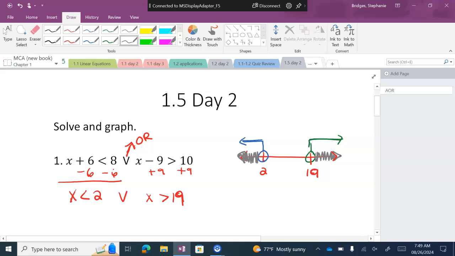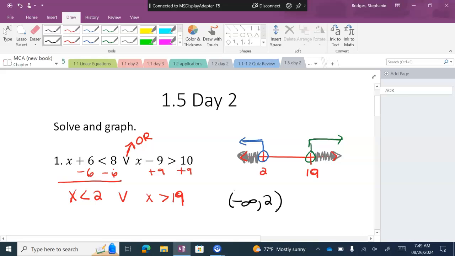Everybody ready to talk about writing the intervals now? We always start on which side? The left. Okay, so we're shaded as far left as we can be, correct? So what numbers does that represent? Negative infinity, and then we go up to, what's the first number we touch? 2. Am I open or closed at 2? Open. So does that mean a parenthesis or a bracket? Parenthesis.